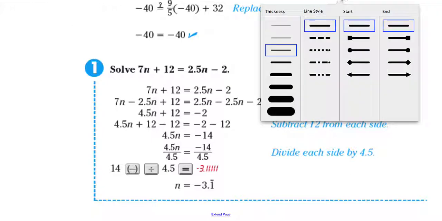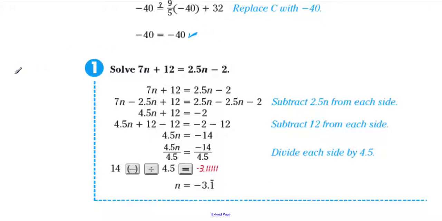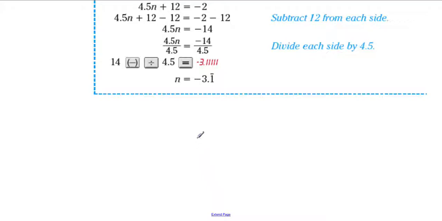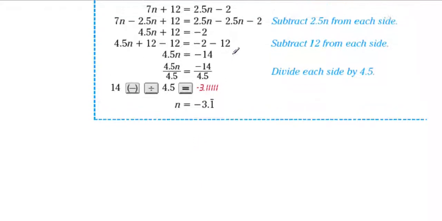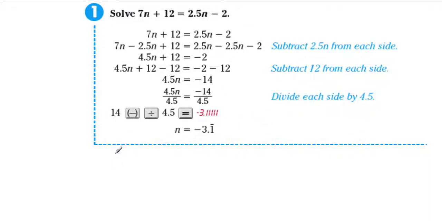Let me make the line thinner. So you have 7n. I'm going to recopy the problem. Actually, I'm going to put it down here because we have space. So recopying the problem: 7n plus 12 equals 2.5n minus 2.